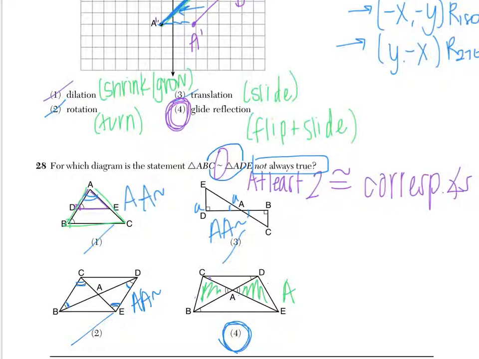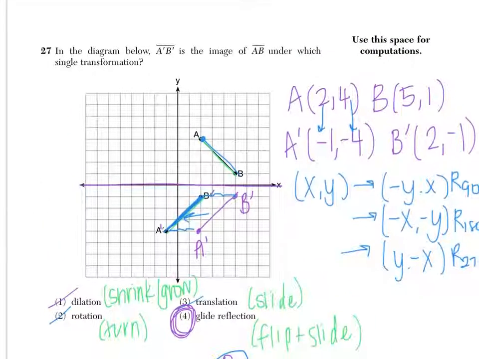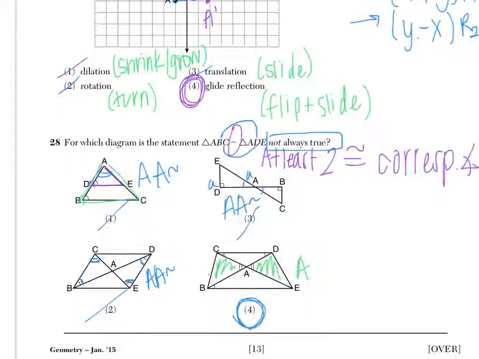So for final answers on this page, we have number 27 is choice 4, and 28 is choice 4.